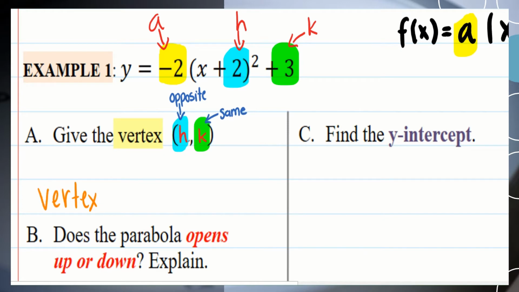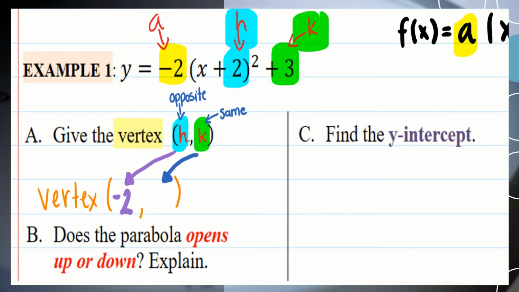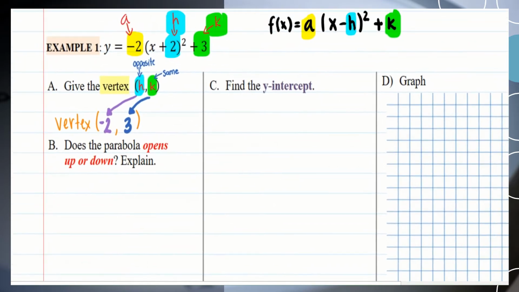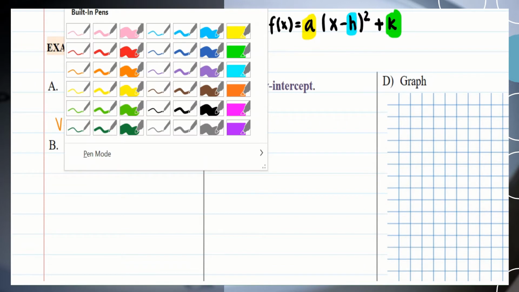It's already highlighted, so the values highlighted in blue, we know that's our H. Remember, and this is where most of the mistakes are going to happen, we're going to forget to take the opposite of the H. So since our H is +2 here in our problem, our vertex is going to have a -2 for our X coordinate. Our K, like I said, is going to be the same. So since we have it as +3, our Y coordinate of the vertex is going to be +3. So there it is. Just like I told you, we don't have to do any calculations. We just identify those values from our problem already.